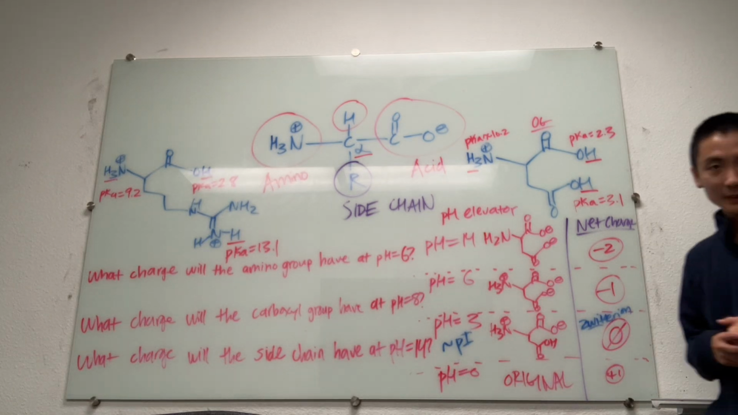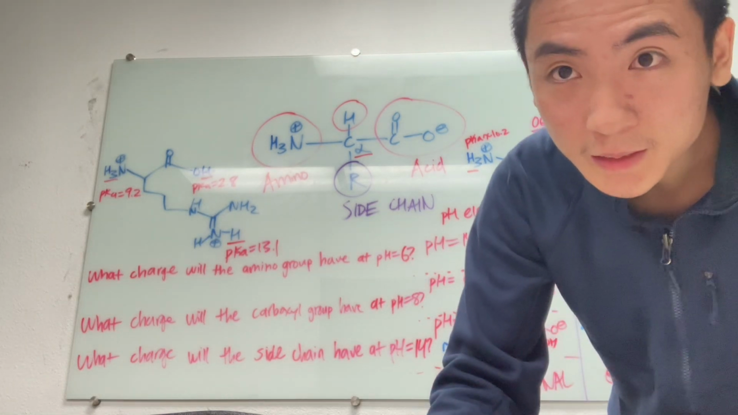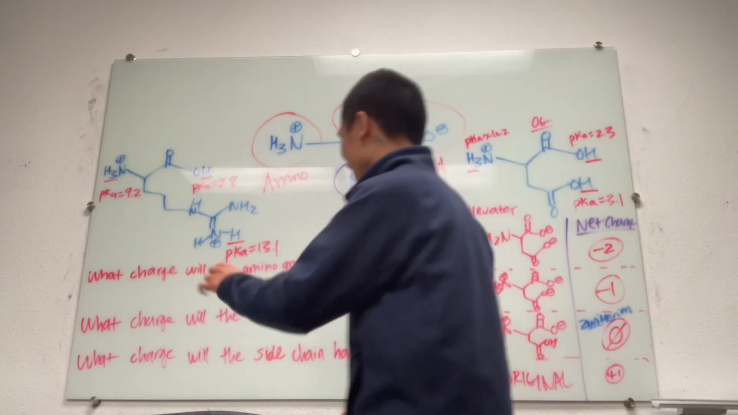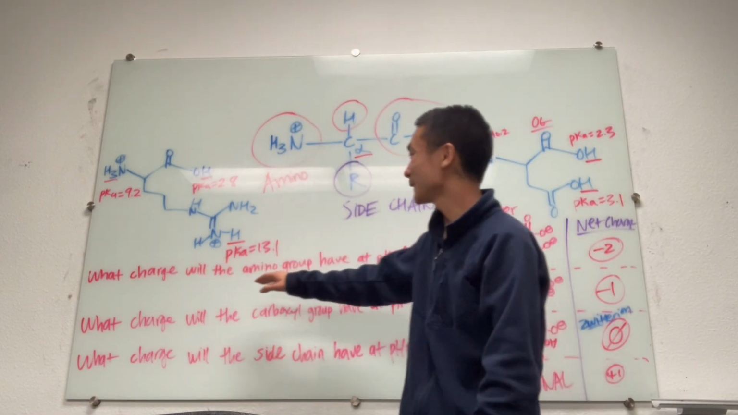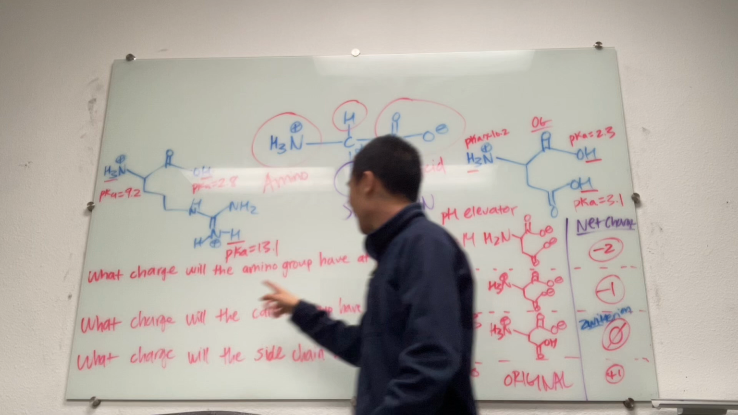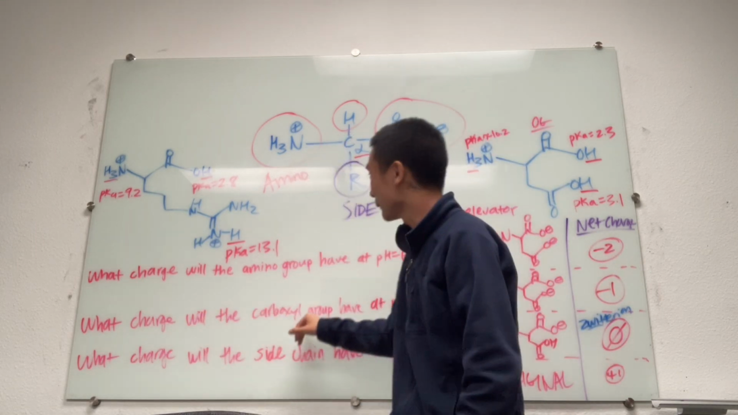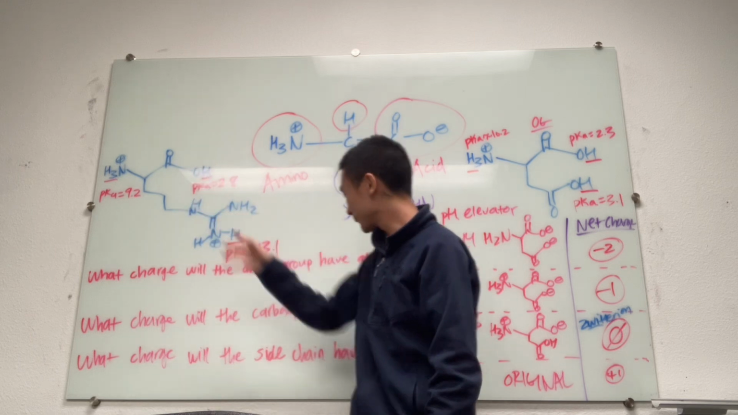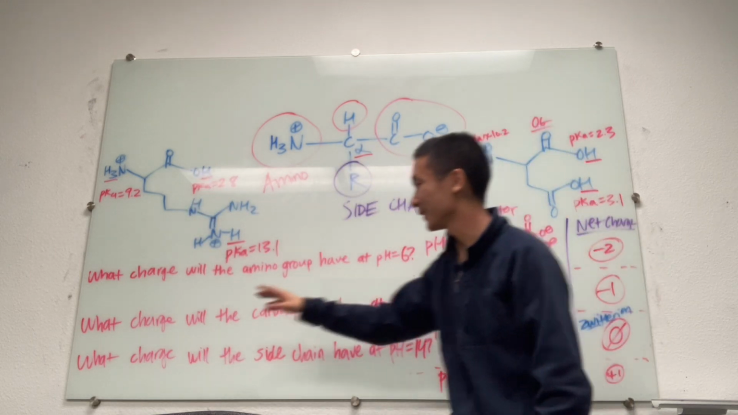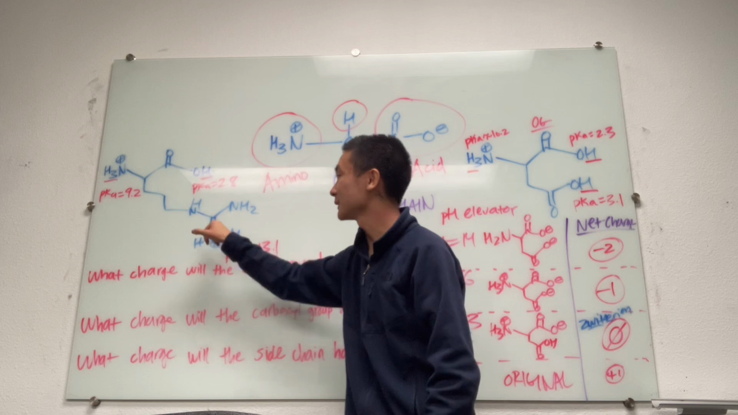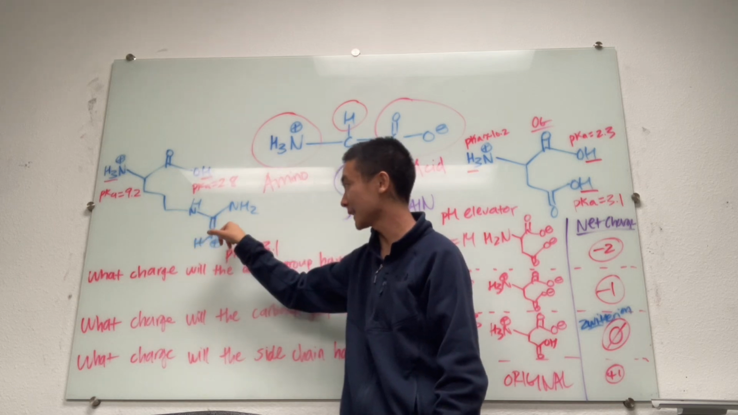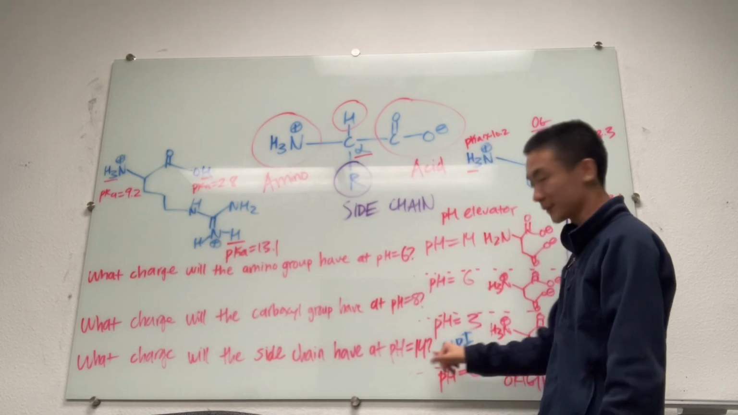Yeah, it looks like it's a little bit inverted. But the first question is asking what charge will the amino group have at a pH of 6. The second question is asking what charge will the carboxyl group or carboxylic acid group have at a pH of 8. And the last question is asking what charge will the side chain, this arginine side chain, have at a pH of 14.